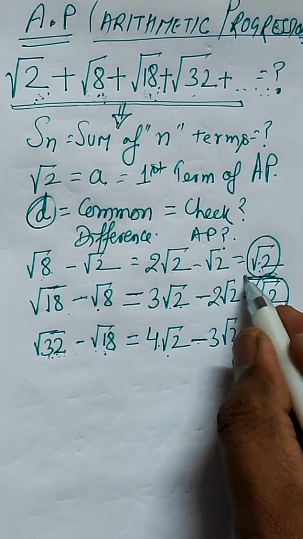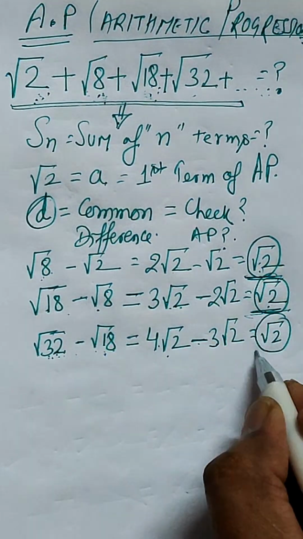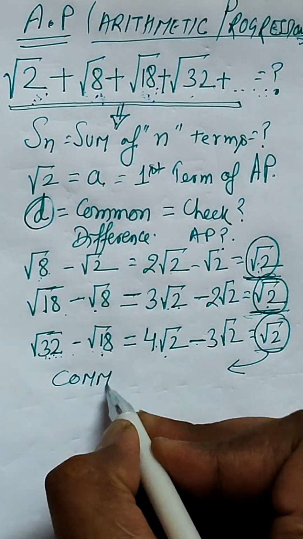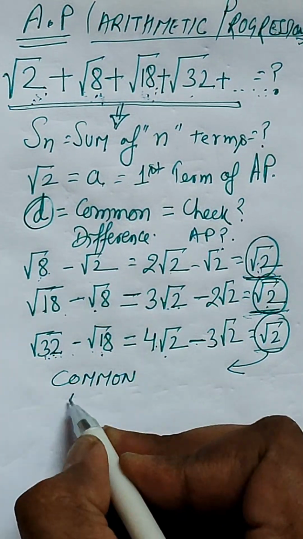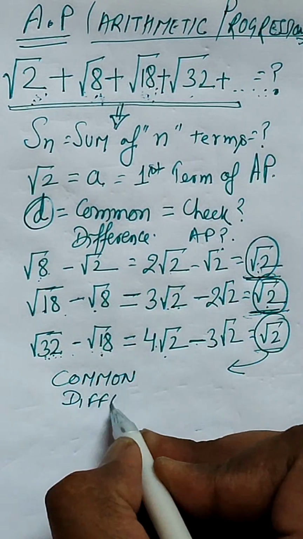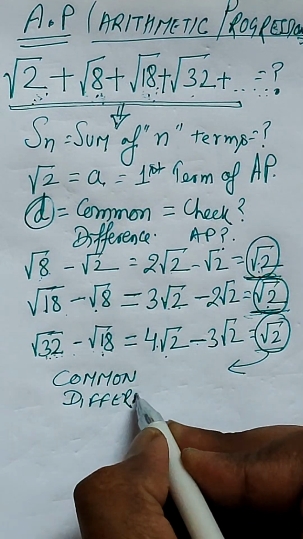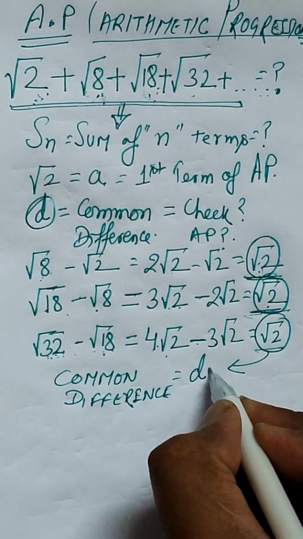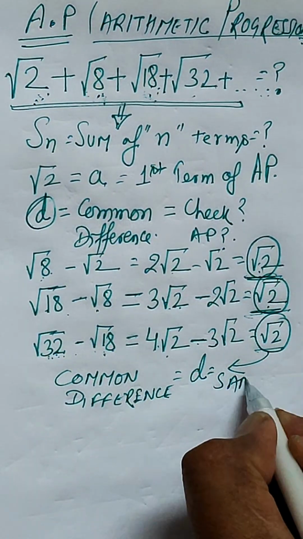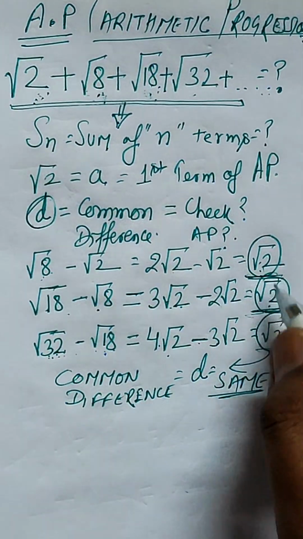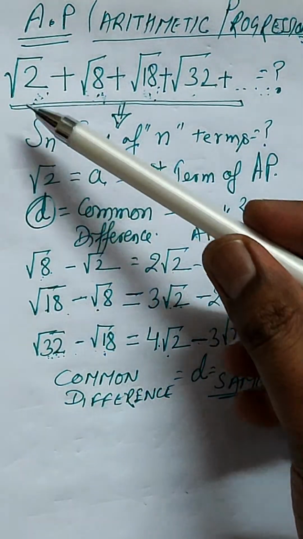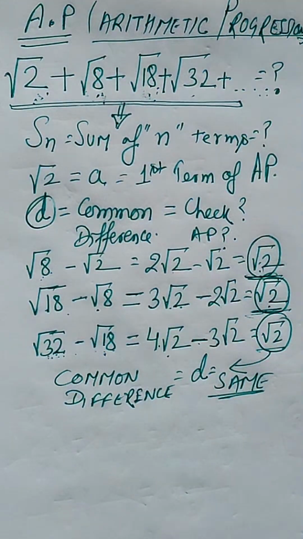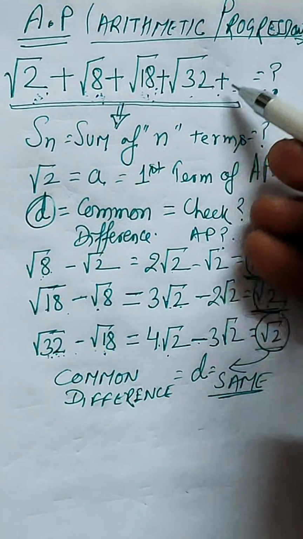So you can see all these, root 2, root 2, root 2, are the common differences, and all these are same. Mind it, students. D is same, and same means root 2. So we can say that the given series is AP. Now we have verified that this is in AP.